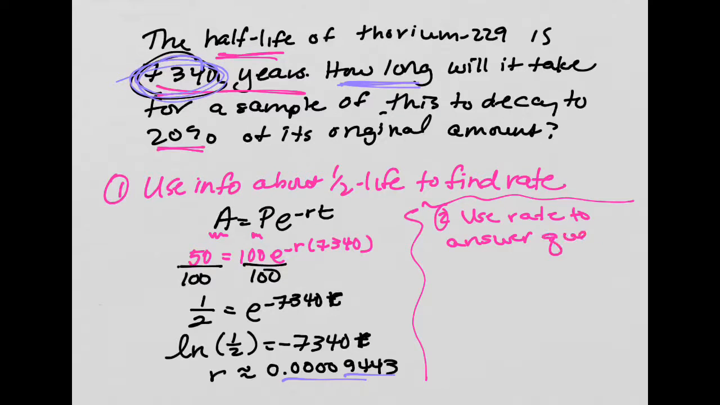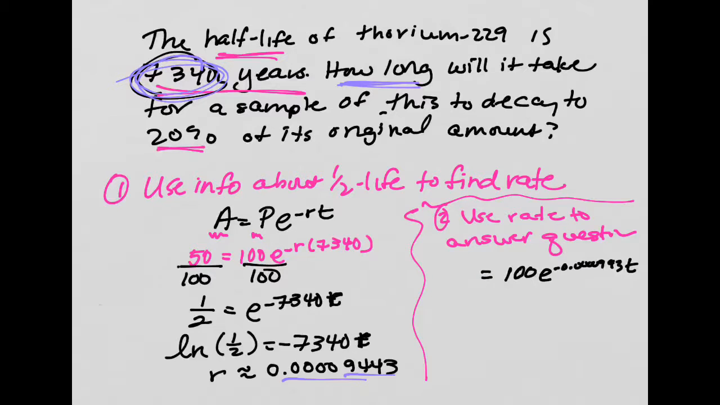The question is how long, right? How long does it take? So I'm really looking for a t value. Now that I have a rate, how long will it take for a sample of this to decay to 20% of its original amount? So again, let's say I start with 100 grams or kilograms or whatever it might be of the substance. I have 100 e to the negative this tiny number, 0.0000943 to some time, right? That's what we're trying to find.